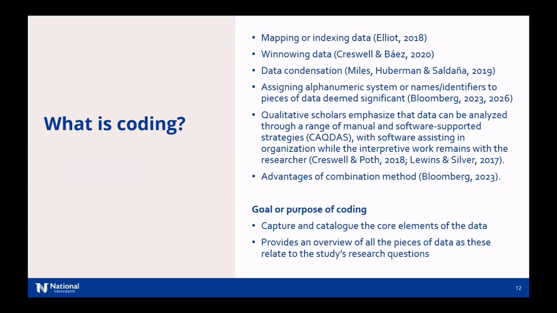Eliot and the authors that I've cited here are some of the well-known authors in the field of qualitative research. Eliot refers to mapping or indexing data. Creswell and Bayes refer to winnowing data. Remember, the term winnowing means narrowing down. And that's exactly what coding does. Coding narrows down what you see in your interview transcripts, which can be pages and pages if you've done an hour-long interview, and can take an enormous amount of work to transcribe.